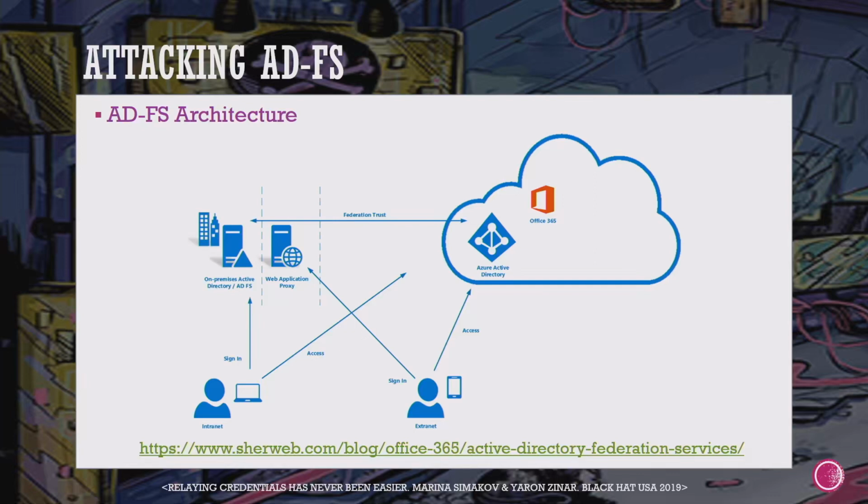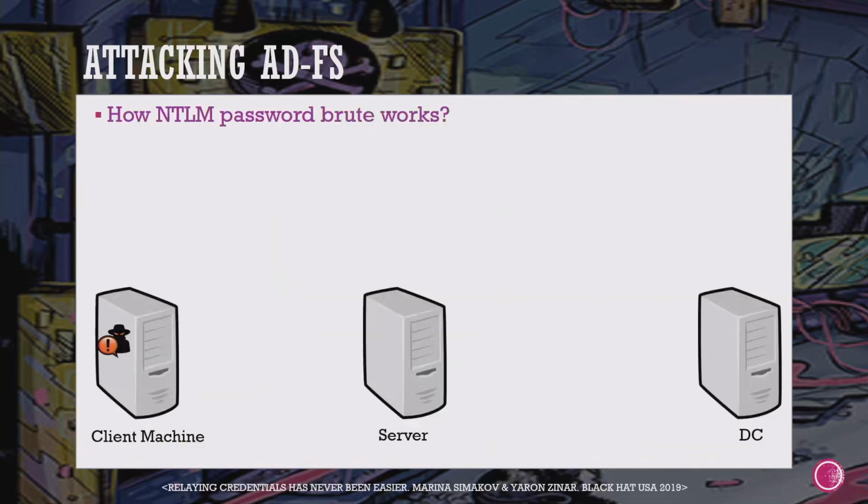So since ADFS is a very critical server, usually it is not open to external networks, and typically you deploy an ADFS proxy. That ADFS proxy receives the authentication requests and forwards them to the ADFS. Now I want to talk about how NTLM password brute force works, and then we'll return to ADFS.